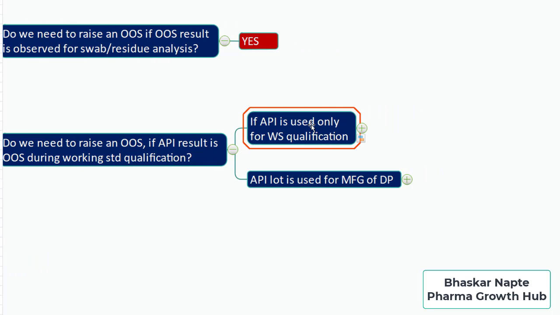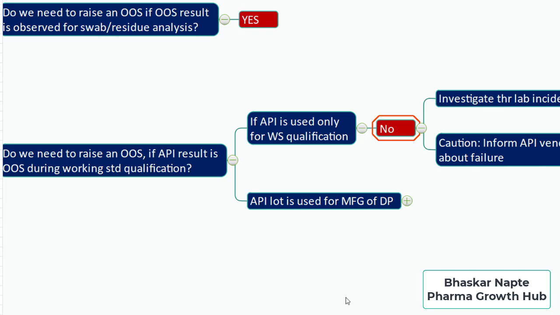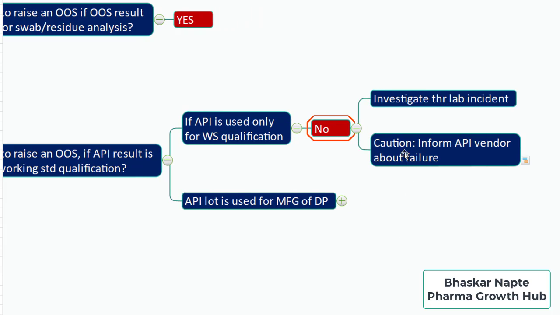See, this particular API lot is not used for your drug product manufacturing, so there is no risk at all. You are just receiving the sample from the API vendor to qualify the working standard at your lab, and the assay is out of spec, for example. You need not investigate the failure through the out of specification procedure. Having said that, you still need to investigate this failure through your lab incident or lab deviation procedure, and don't forget to inform the API vendor about this particular lot's failure.